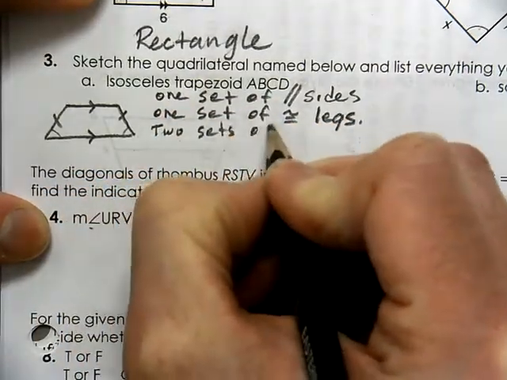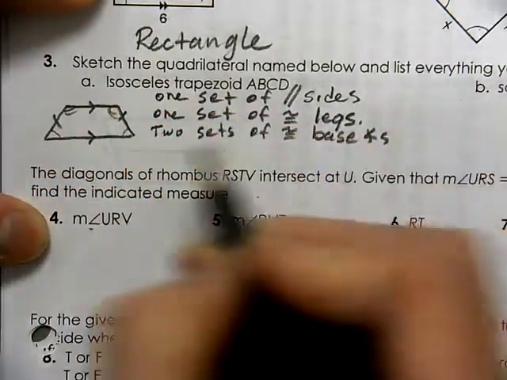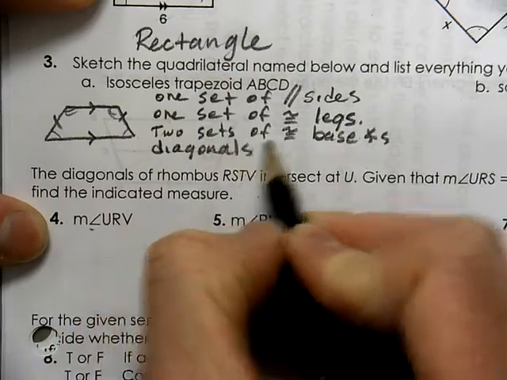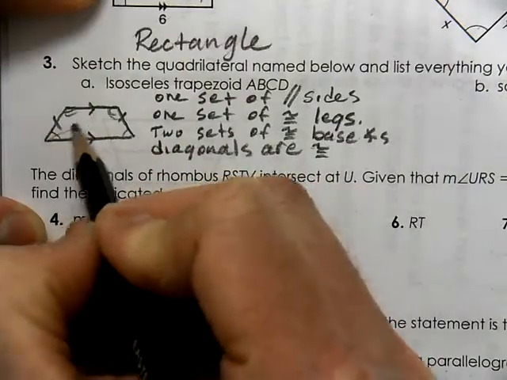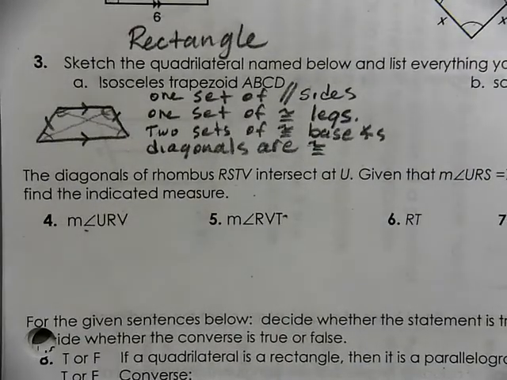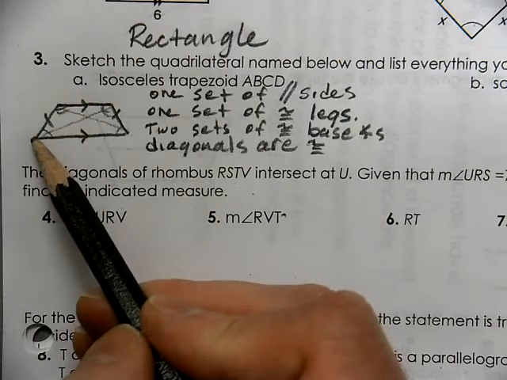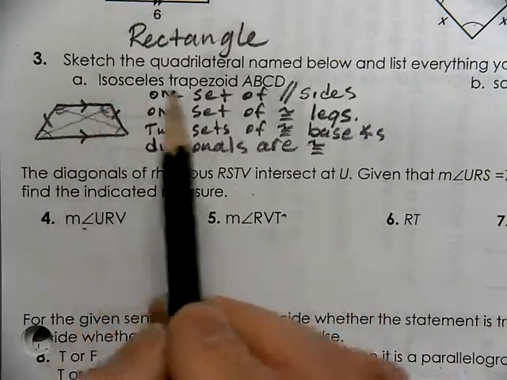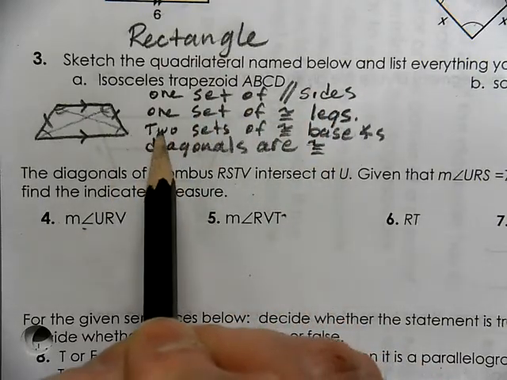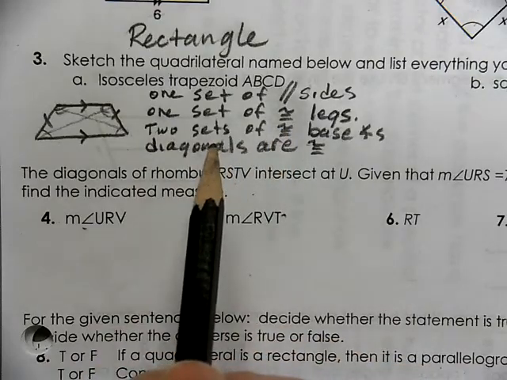Two sets of congruent base angles. Diagonals are congruent. They need to be the same length also. So that's the real important stuff that we know about an isosceles trapezoid. Of course, there's 360 degrees, there's 4 sides, we have supplementary angles between the parallel, but what's special about an isosceles trapezoid would really be the 2 sets of congruent base angles and the diagonals that are congruent. The legs that are the same length. That's pretty unique just to an isosceles trapezoid.